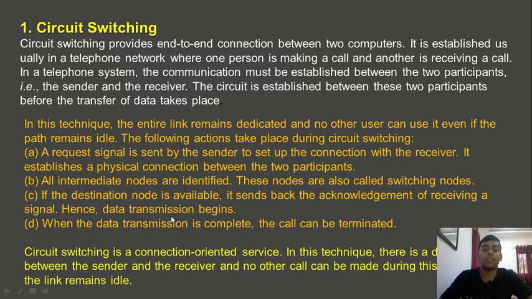The following actions take place during circuit switching. A request signal is sent by the sender to set up the connection with the receiver. It establishes a physical connection between the two participants. All intermediate nodes, also called switching nodes, are identified. If the destination node is available, it sends back an acknowledgement. Data transmission begins, and when it is complete, the call can be terminated.